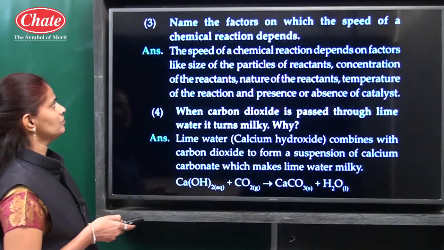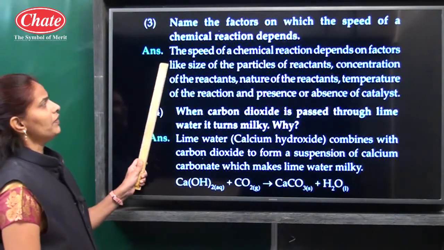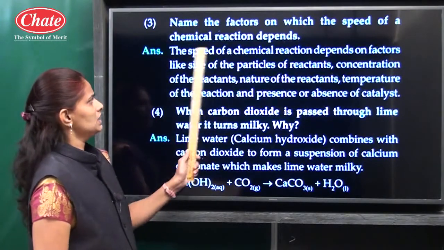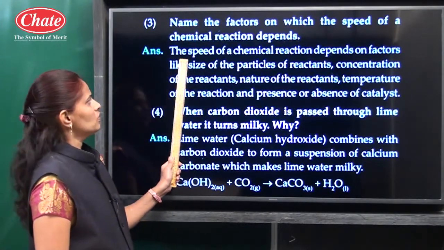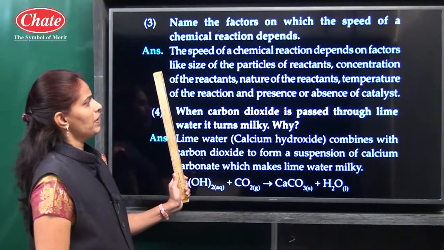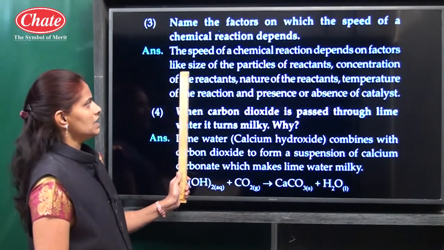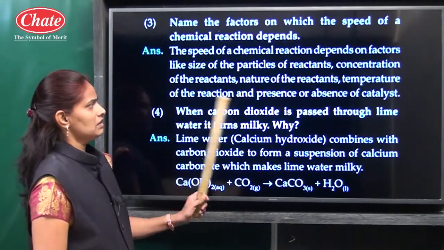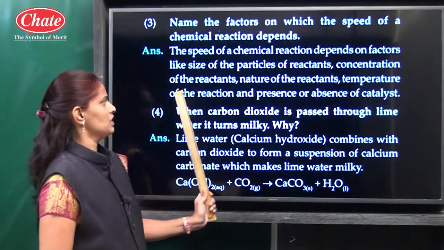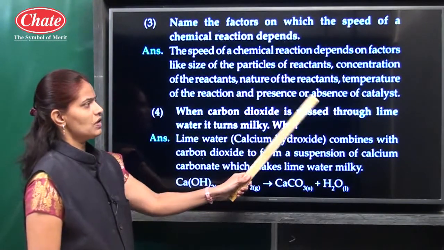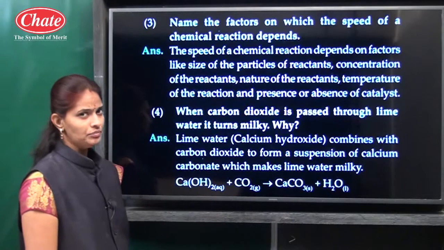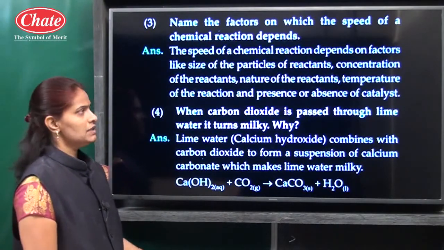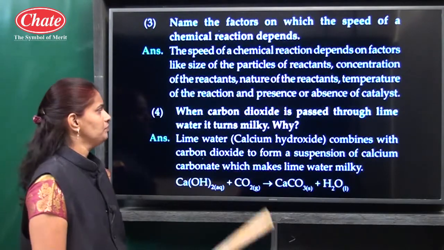Then next, name the factors on which the speed of a chemical reaction depends. Okay, so the speed of a chemical reaction depends on factors like size of the particles of reactants, concentration of the reactants, nature of the reactants, temperature of the reaction, and presence or absence of catalyst. So these are the factors that affect the speed of the chemical reaction.